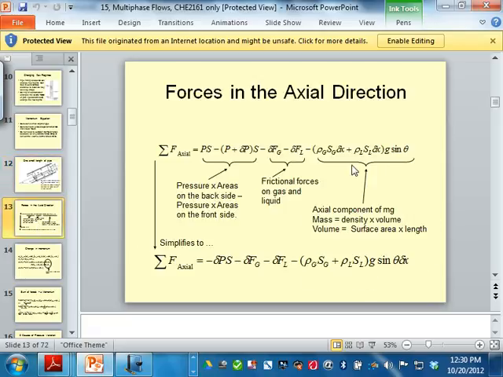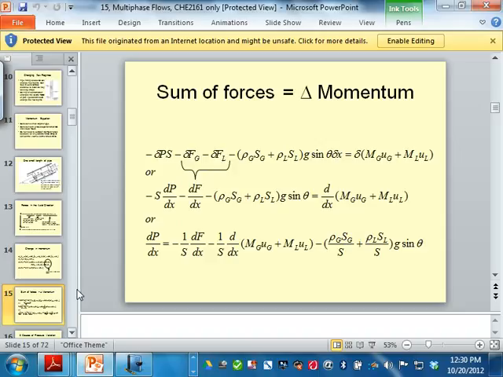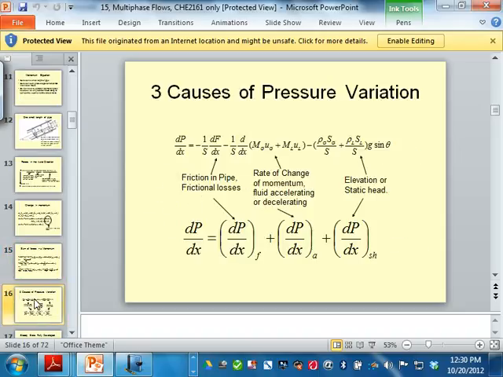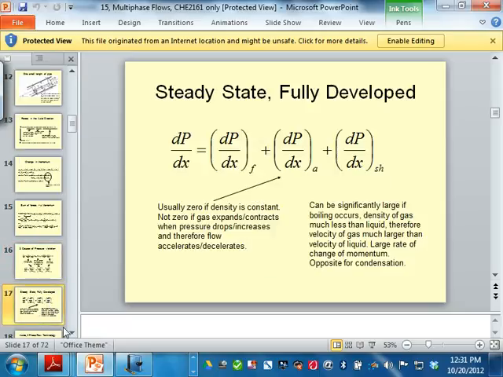By all means, we have the little control volume with all the little forces acting on it, and basically you get these three components. This is due to friction forces in the pipe. This is due to change of momentum, acceleration, deceleration. This is change of elevation or static head, the rho g h term, or h2 minus h1 in your energy equation. Is that agreeable, everybody?